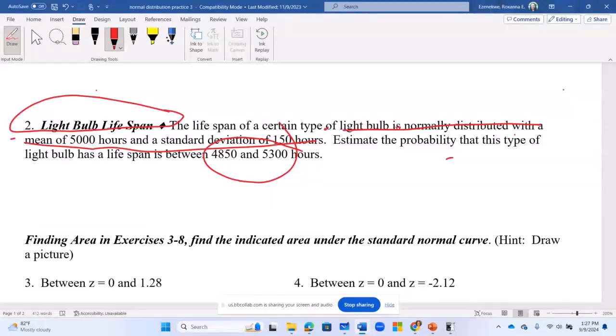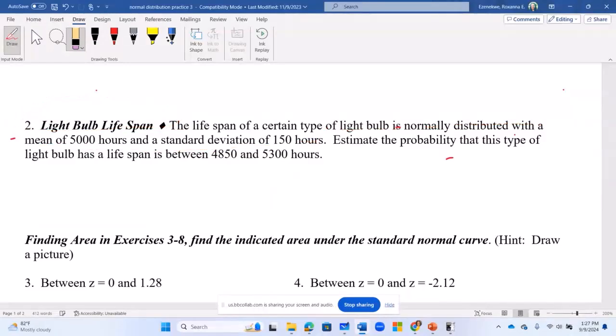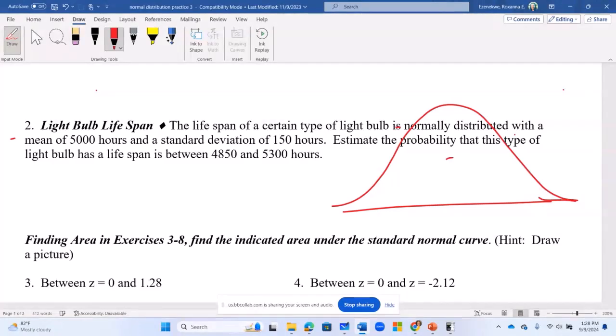All right, and then I am going to draw the figure. Any question on normal distribution, please draw a normal curve. So I draw a normal curve. Remember, the tails go to infinity. They're not going to touch the horizontal axis. They are asymptotic.